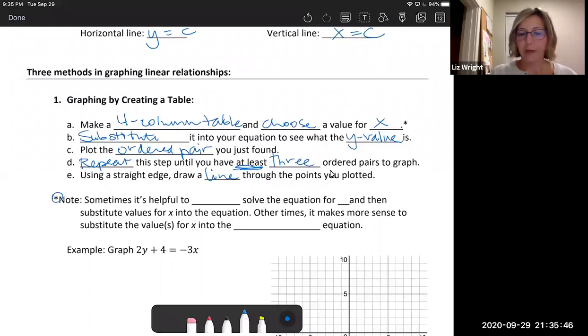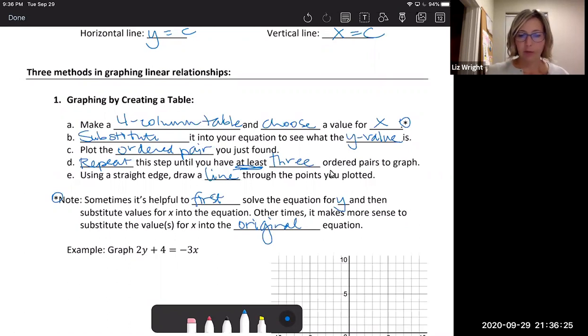This little asterisk here is coming in from up here. So it says make a 4-column table and choose a value for x. Well, sometimes it's actually going to be helpful to solve our equation for y and then plug something in for x. And so that's what that note is going to talk about. It's going to say sometimes it's helpful to first solve the equation for y, and then substitute values for x into the equation. Other times it makes more sense to substitute the values for x into the original equation. And we're going to look at some different scenarios for both of those situations.